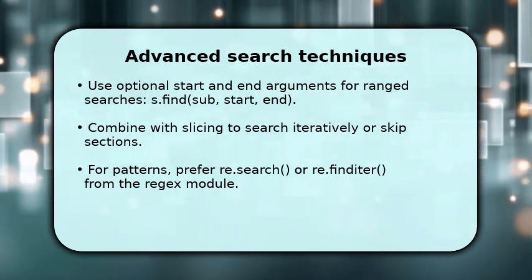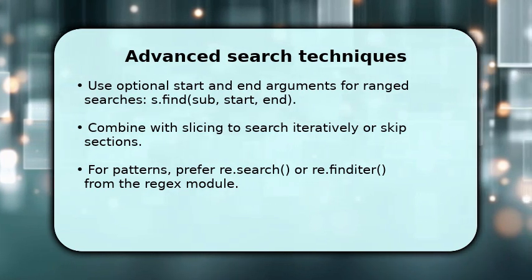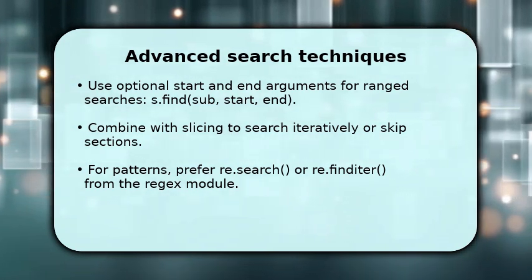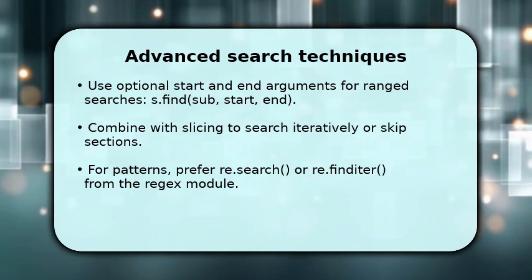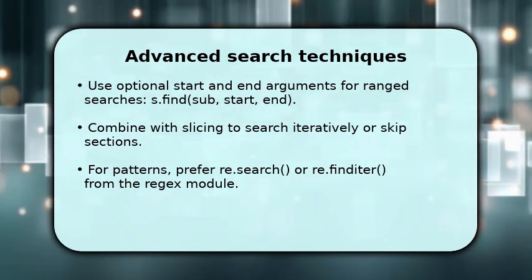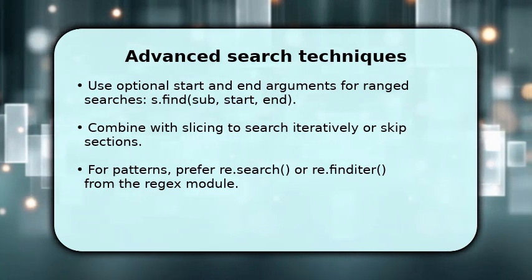If you need complex patterns, switch to the re module. search returns a match object and finditer yields all matches efficiently. This lets you extract groups, positions, and iterate cleanly.